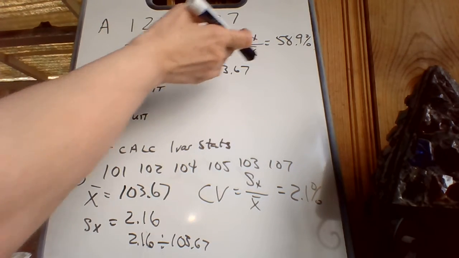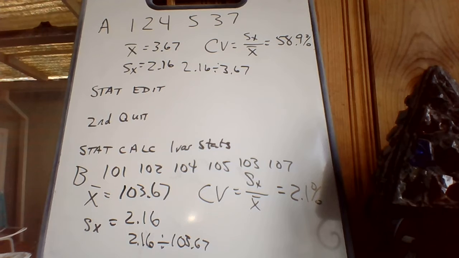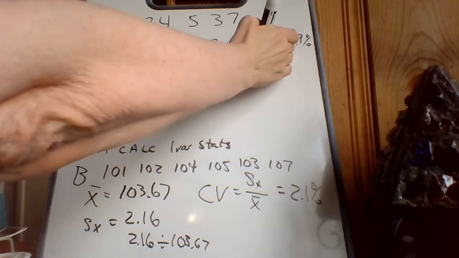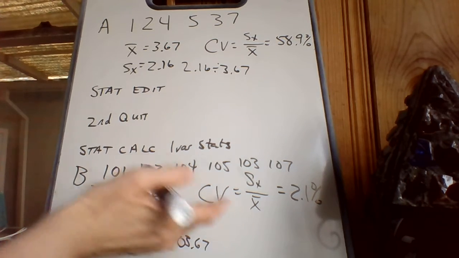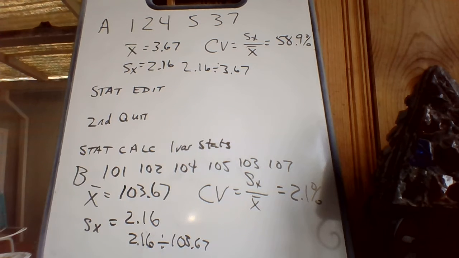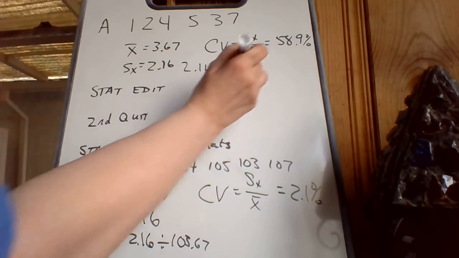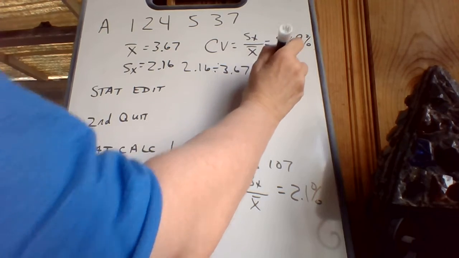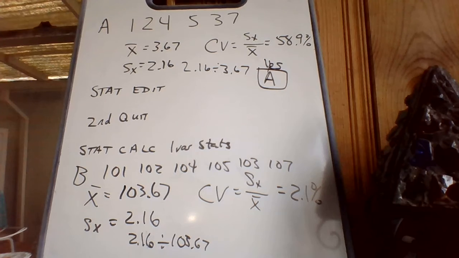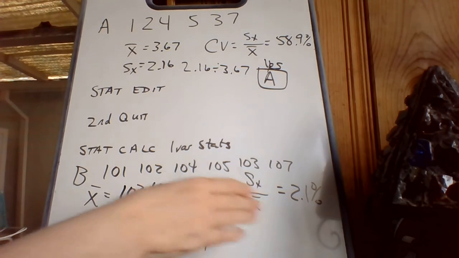So that's why this one, which is so close to zero to start with, and you go around dividing by something small, you're going to get a really high percent. And this one, going up and down when we're around 100, we're still hovering around 100. There's not much difference in those numbers. That's why it's 2.1%. So does one data set appear to be more variable? Yes. Which one? A. Because A has 58.9% compared to like 2.1%.